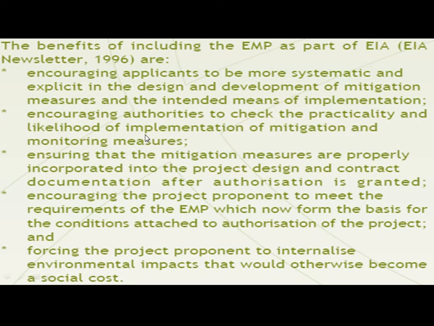The benefits of including EMP as part of EIA: encouraging applicants to be more systematic and explicit in designs. Similarly, it also encourages authorities to check the practicalities. It also ensures that the mitigation measures are properly covered because the steps are there. Encouraging the project proponents to meet the requirements. It need not be that EMP is part of EIA, because mitigation measures are there, but a detailed EMP report may not be part of EIA. But if you give it, these are further advantages. Encourage the project proponents to meet the requirement, because it's clear. Forcing the project proponent to finalize the internal environmental impacts, because they are forced to do that. So these are the advantages, which otherwise will become social cost.